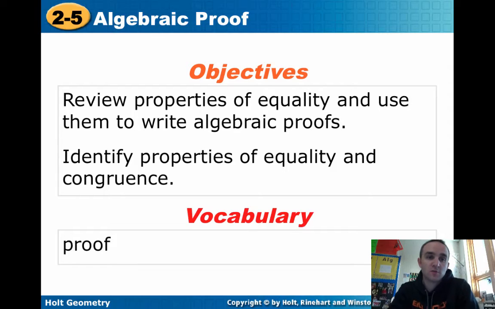Okay, here we go, section 2.5, Algebraic Proofs. We are going to review properties of equality, use them to write algebraic proofs, and identify properties of equality and congruence. Only vocab word we need to know is proof.